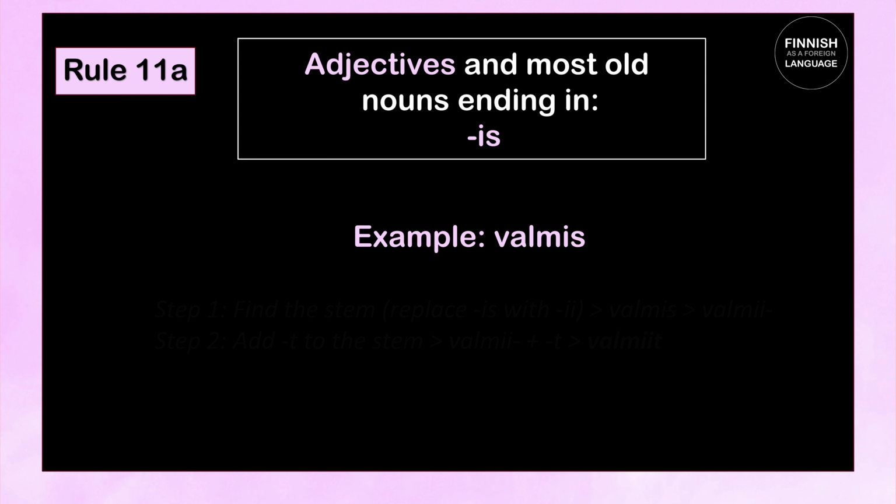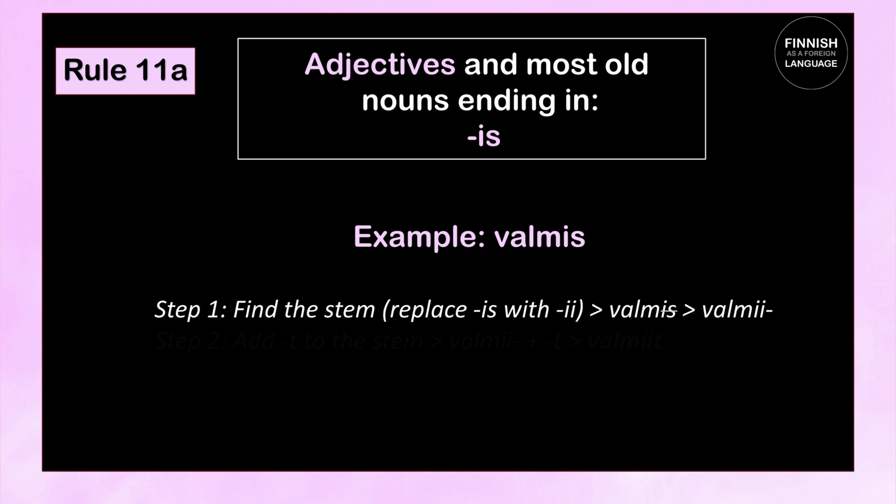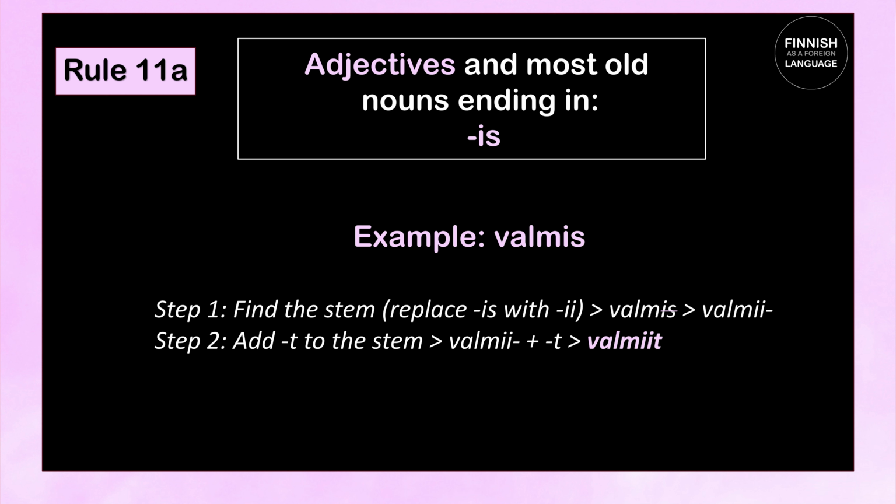Now we move on to rule number 11a, adjectives and most old nouns ending in is. Here is one example. Valmis means ready. Now in order to form the nominative plural out of it, we first have to find a stem, which means we have to replace the ending is with a double i, so valmis changes to valmii, which is our stem. In step 2, we add t to the stem, which means valmii plus t becomes valmiit, which is the nominative plural. Pay attention here that when we want to find the stem, we have to replace the ending is with a double i.